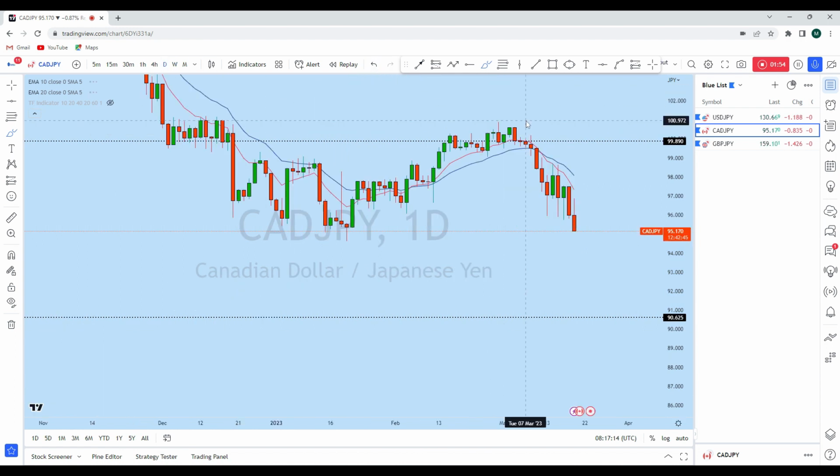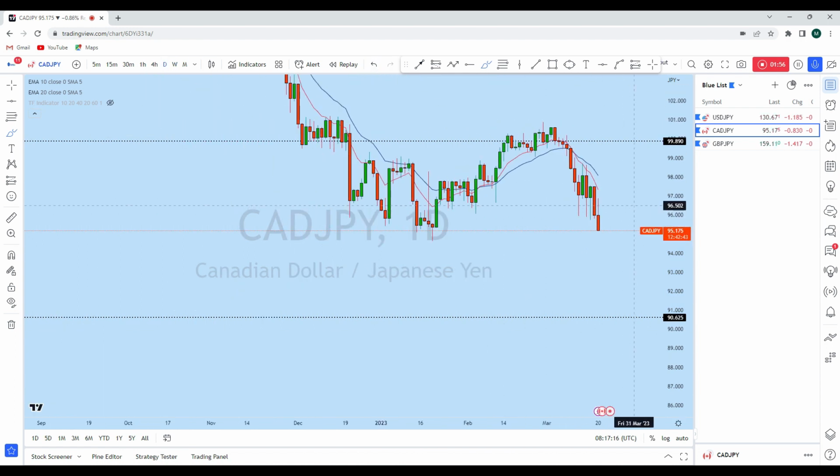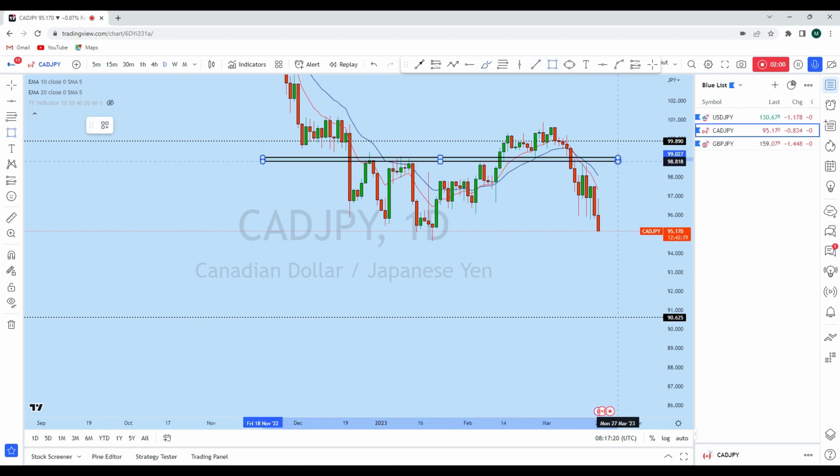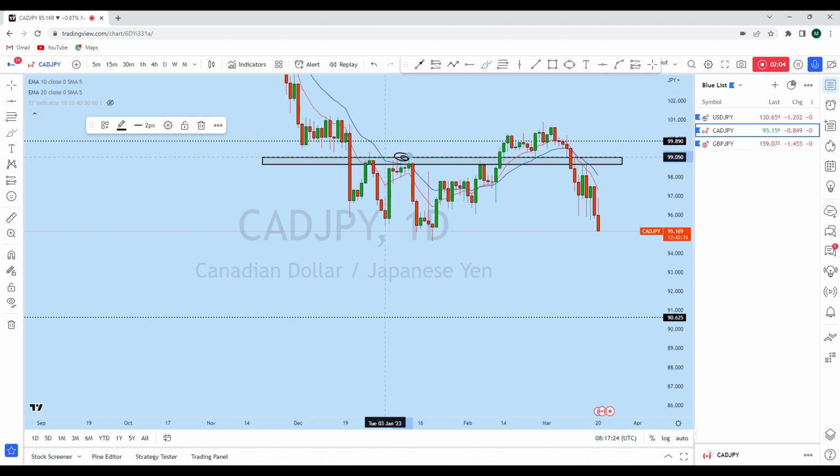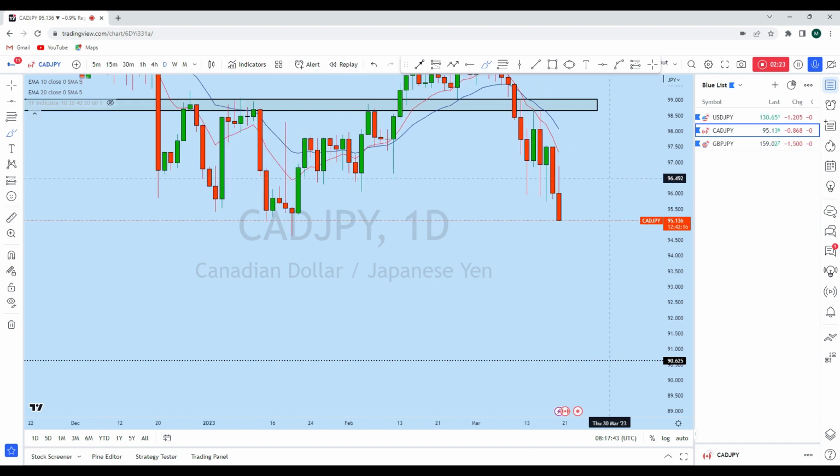Now if we look at the daily, we can see the market has formed a typical downtrending market structure. This is the resistance here, resistance here, resistance here, which is turning into support here. With this daily consolidation and reversal, CAD JPY has broken down support, tested it as a resistance, and this market is now creating a series of lower highs and lower lows.